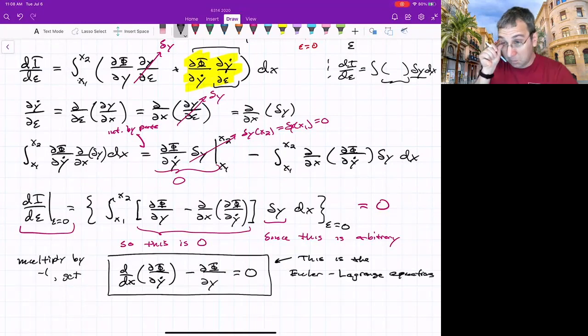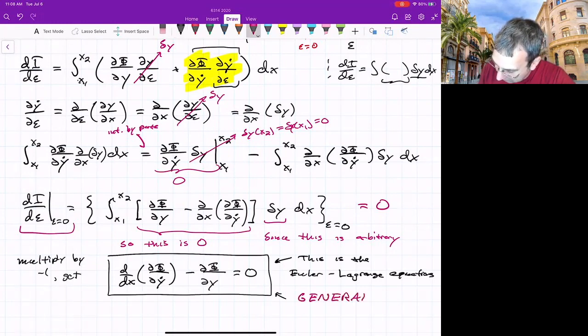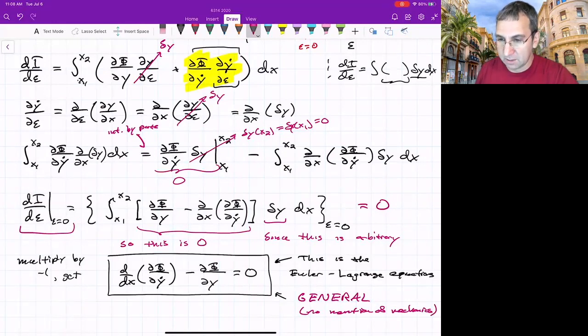So some people will refer to Euler-Lagrange and Lagrange's equations of mechanics interchangeably. But this really is general. No mention of mechanics, which means it could be used to solve a wide range of problems, not just from mechanics.